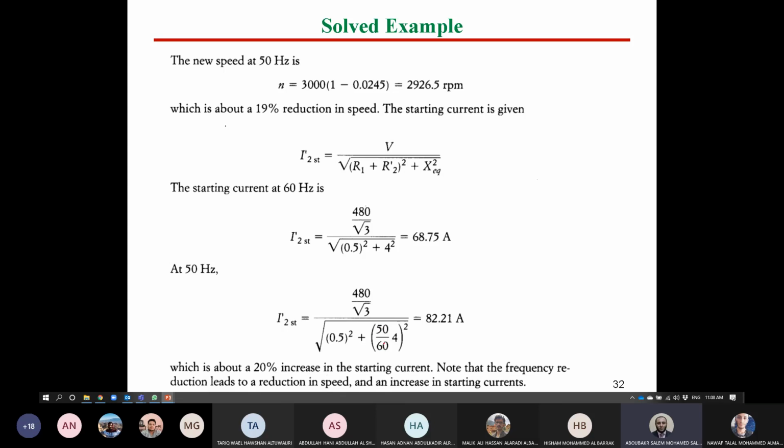Now it needs to be calculated for both 60 Hertz and 50 Hertz. So at 60 Hertz, we will substitute X equal to 4, and at 50 Hertz, we will substitute X equal to 50 over 60 multiplied by 4. As you can see, the starting current at 60 Hertz was 68, and at 50 Hertz, it's 82 ampere. So starting current increased by reducing the supply frequency. Right.